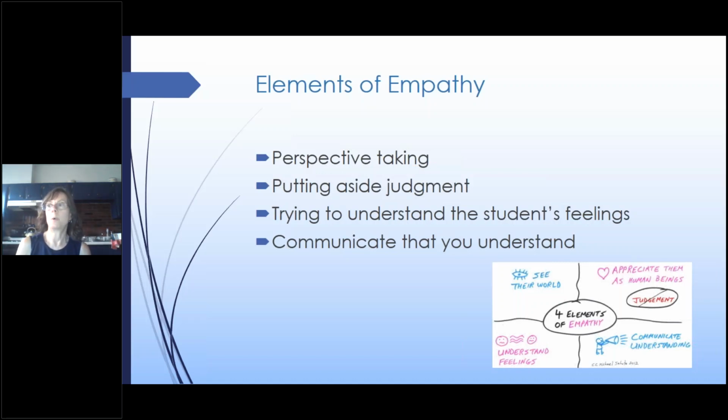Okay, so communicate that you understand. You might say something like, you know, it looks like you're having a tough day. Is there something I can do for you? Or you might even say, would you like to take a break? Most of us aren't looking for someone to help us, but just want to know that someone cares, and that can make all the difference.